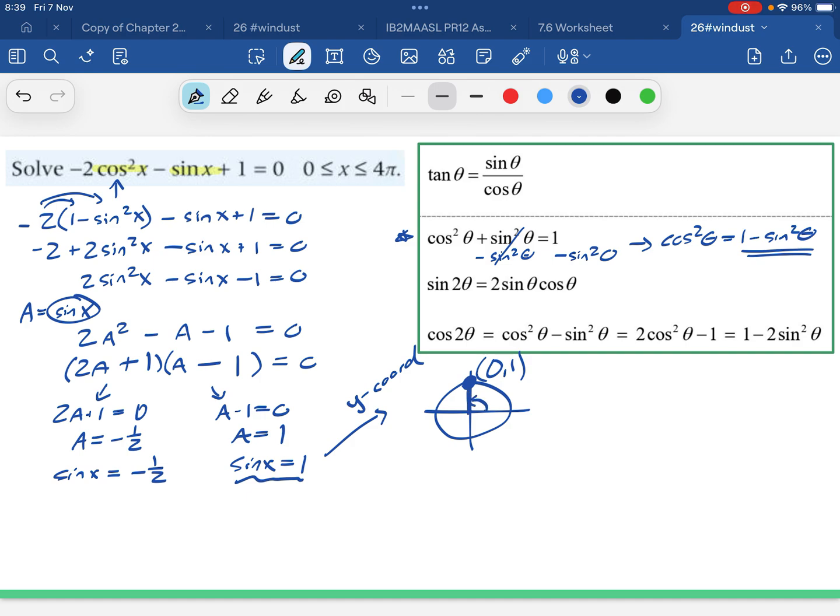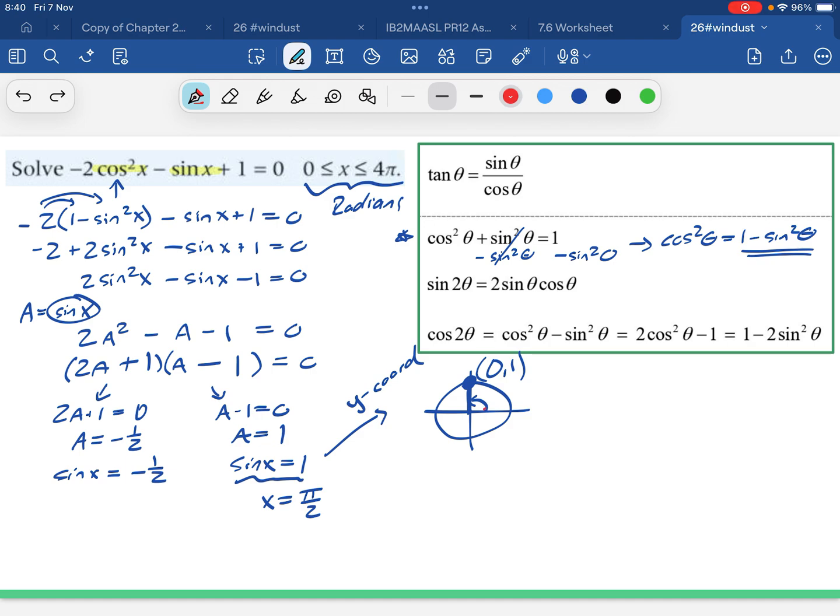So it's this angle right here, which is 90 degrees, or in this problem, the domain is given to you from 0 to 4 pi. So that means that we're going to be working in radians. So rather than saying that x is equal to 90 degrees, which it is, we would be expressing this in radians. And so x would equal pi over 2 radians. But keep in mind, the domain goes all the way up to 4 pi. So on this one, instead of just stopping right there, I could do another full rotation.